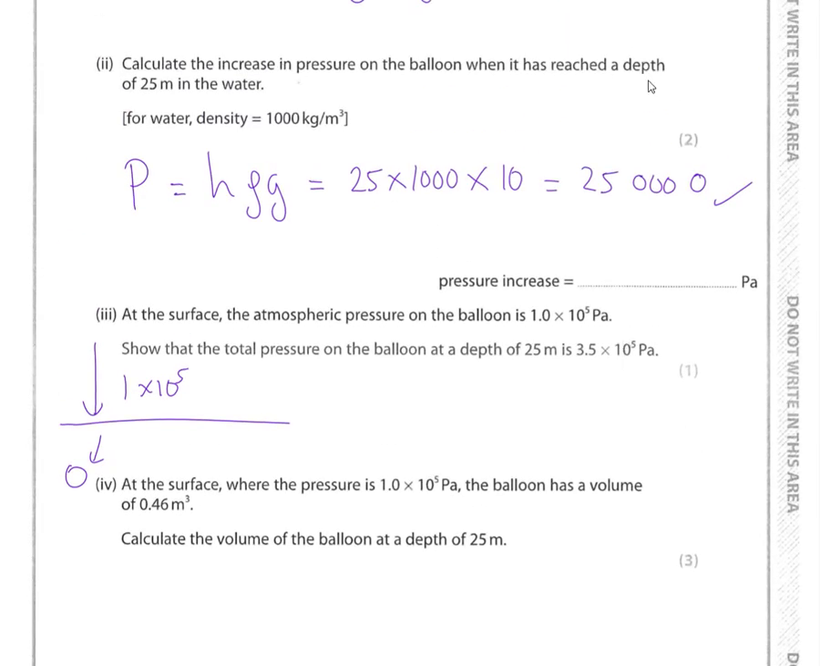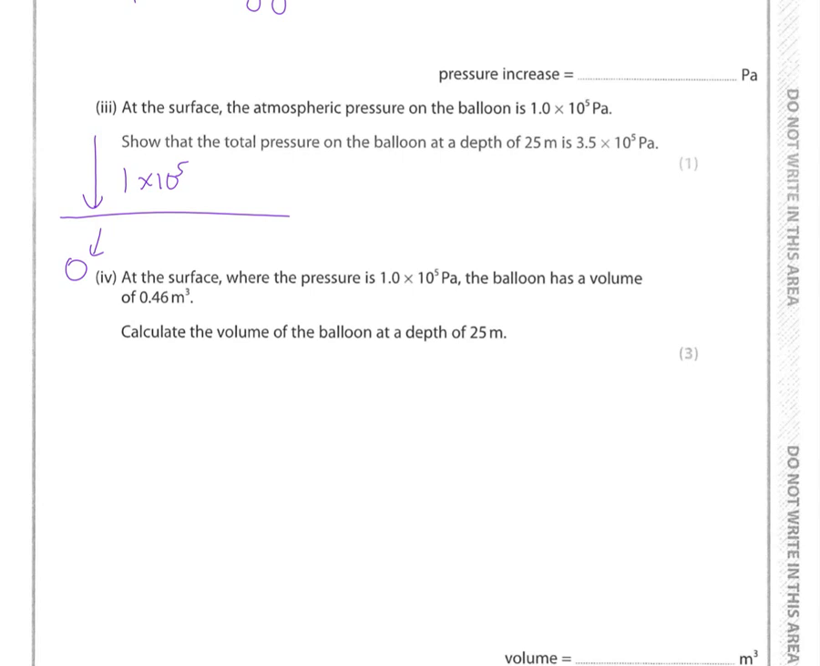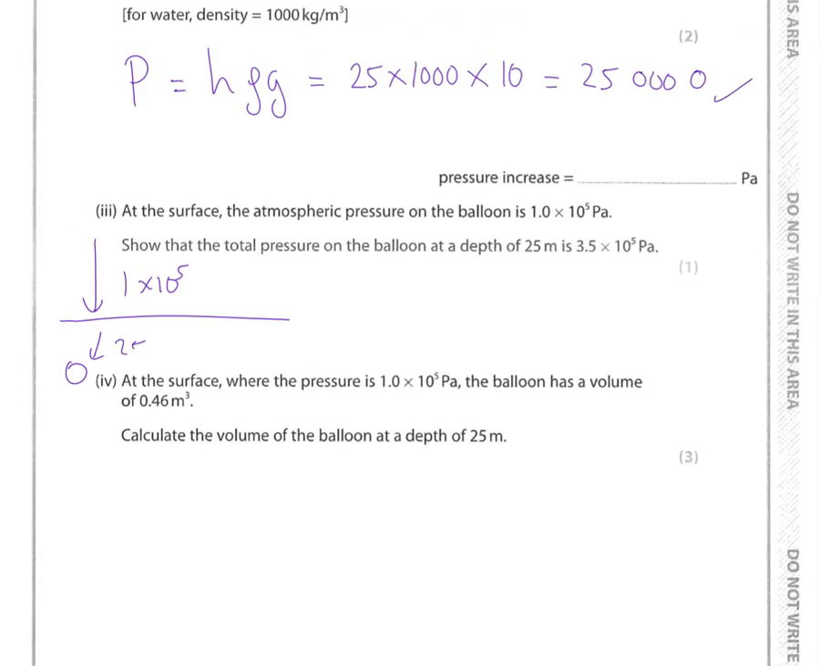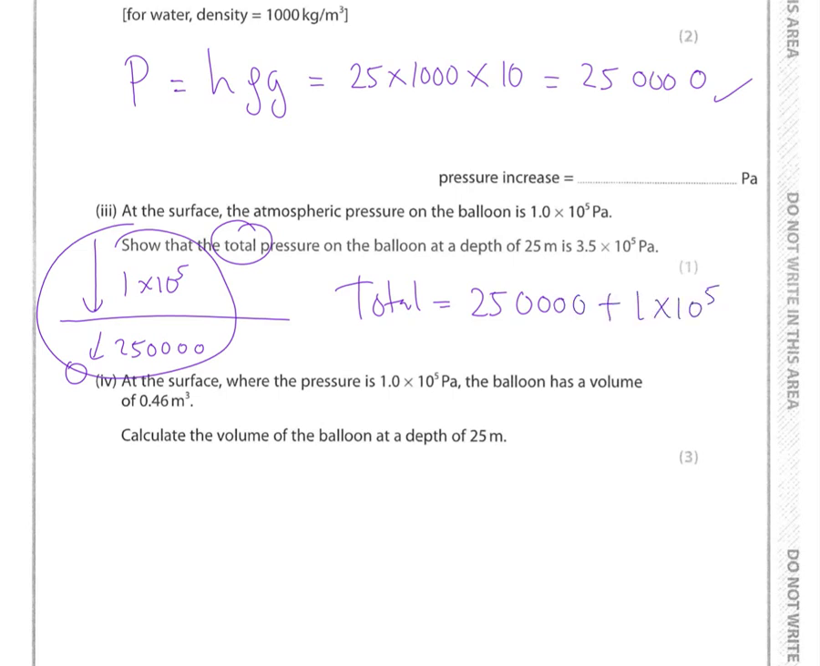Underneath the water, we already calculated it, which is 225,000. So what is the total pressure? The total is how much in total? The total pressure. Let's add 1 times 10 to the power 5. And we just need to show it is roughly about that much. That's what we need to show. There's only one mark.